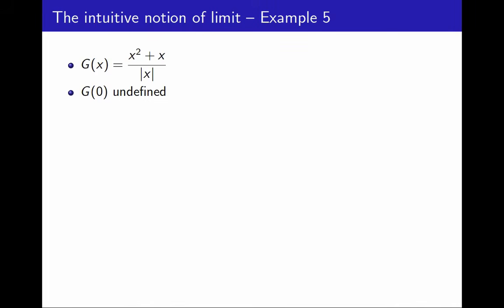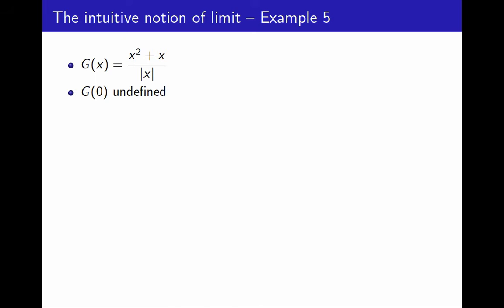Here is my last example, example 5. Is the function g defined by the equation g of x equals x squared plus x over the absolute value of x. G of 0 is undefined, so I'm going to study whether this function has a limit at 0 or not. When x is very close to 0, is g of x very close to a number?